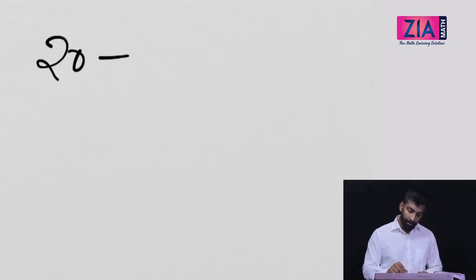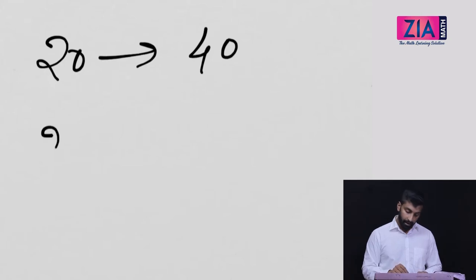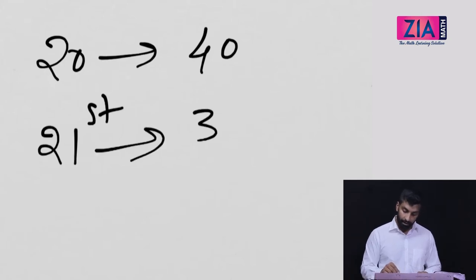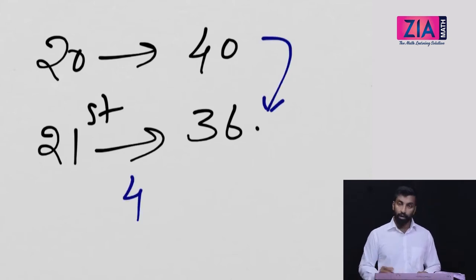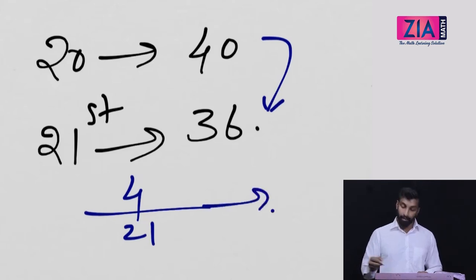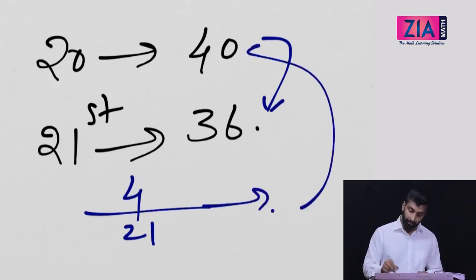So if the question is, after 20 innings your average is 40. In the 21st innings you are scoring, let's say, 36. What is the new average? How will you find it? You see the difference is 4, divide into 21, you will get a fraction, right? Here average is reducing, so subtract it from 40.